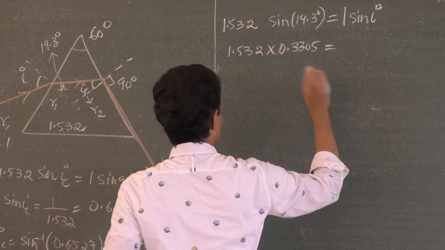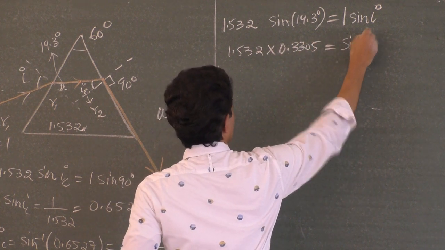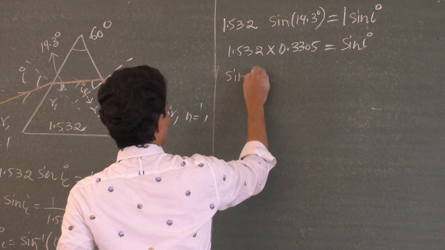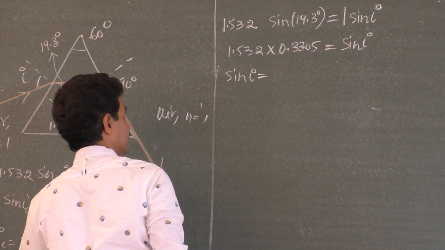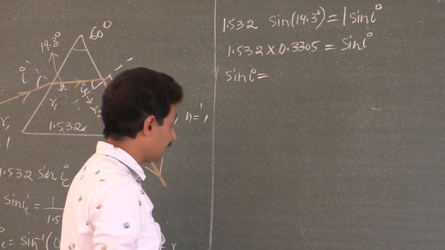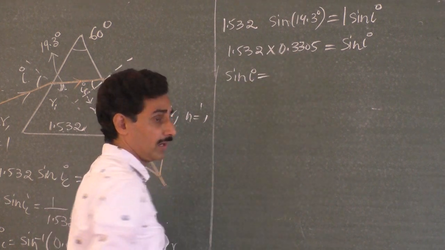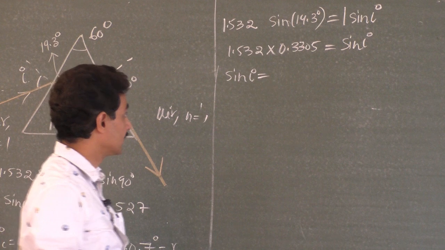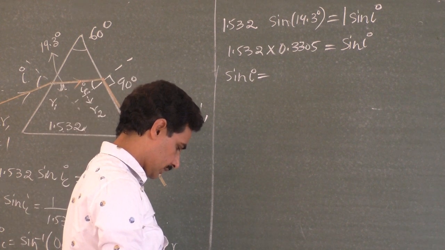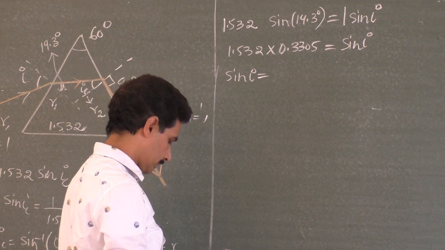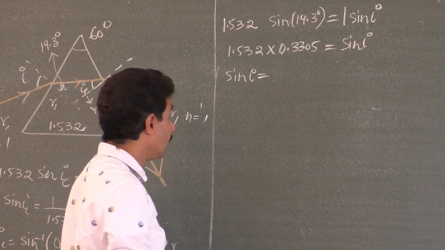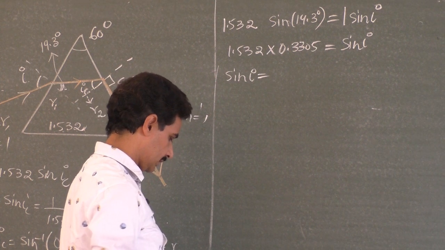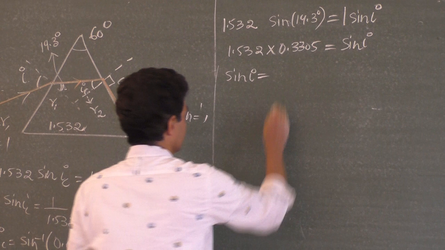0.3305. That is equal to sin I. So what is sin I equal to? I will multiply that, 1.532. At any cost it shouldn't be greater than 1, because a sin value greater than 1 doesn't exist. So what is the answer? 1.532 into 0.3305. That comes to 0.5063.